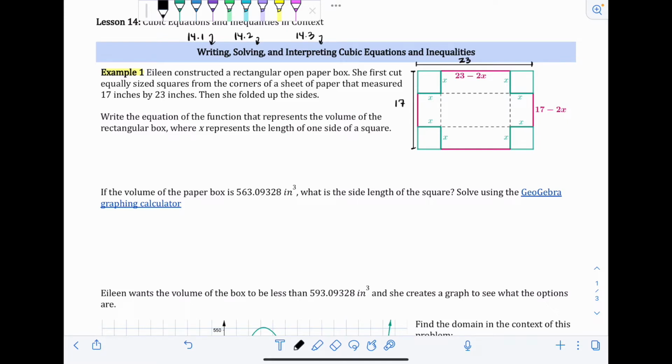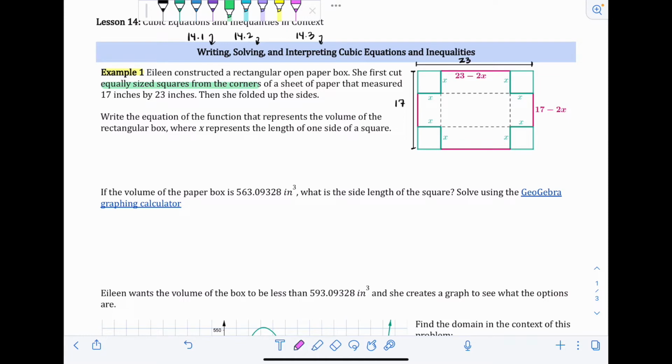And then she cut equally sized squares from the corners. So that's these squares right here. We don't know how big those squares are. We just know they're equally sized. So since we don't know their size, we'll just use X to describe them. She cut those squares out so that we could fold up the paper box as opposed to just having a flat piece of paper.